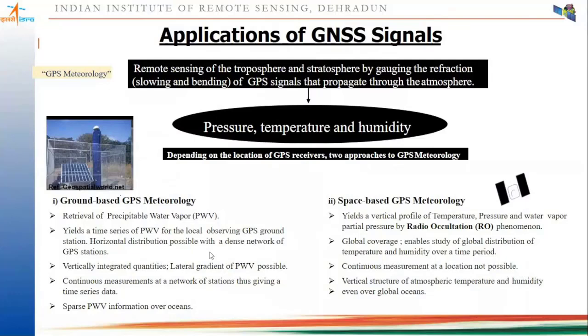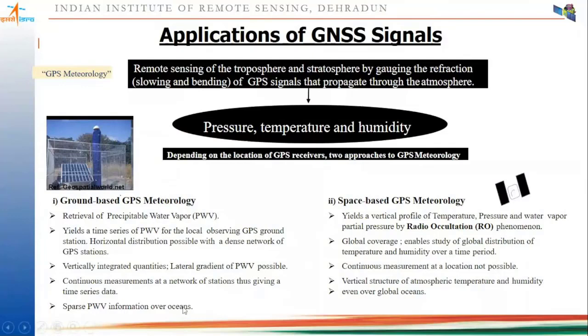So the dense network should be there. Only then will we be able to do good, precise weather analysis. Vertically integrated quantities and the lateral gradient of the PWV are also possible. We get continuous measurement at a network of stations, thus giving time series data. It's continuous because only power is required, which is given by solar panels, and we can get continuous measurements. But PWV information over oceans is sparse.